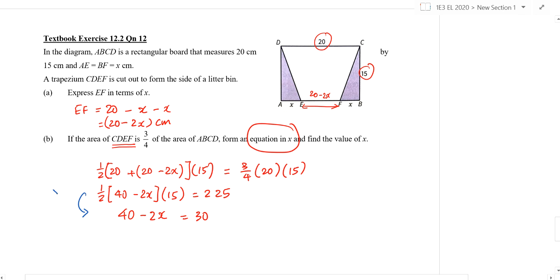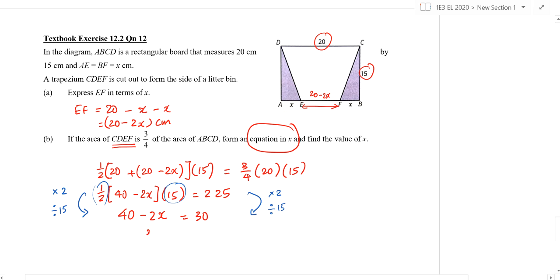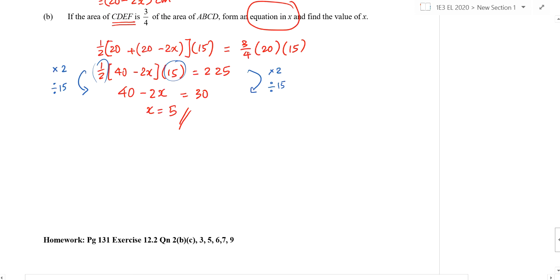Okay, so let me put it now. Over here what we did was to multiply by 2 to get rid of this half. So on the other side we also have to multiply by 2 to ensure they are equal. Then we divided by 15 to remove this. Continue solving. We will arrive at x equals to 5. Okay, there are a few steps that were skipped, but you can figure them out by yourself. And there we have it. That is the end of this set of notes.